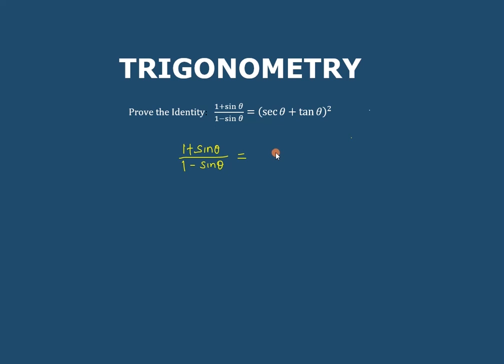What we are going to do is get the conjugate of the denominator. So we shall get the conjugate of 1 minus sine theta. 1 minus sine theta, its conjugate is 1 plus sine theta. The conjugate can be got just by changing the sign in the middle there. Instead of having a minus, you have a plus.